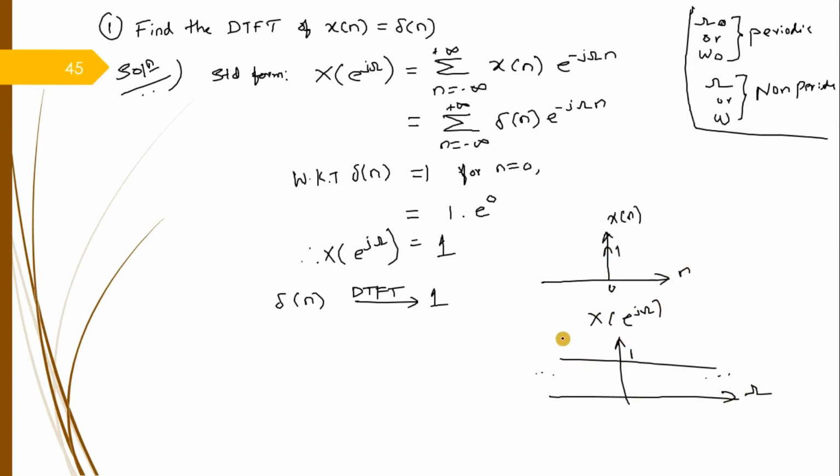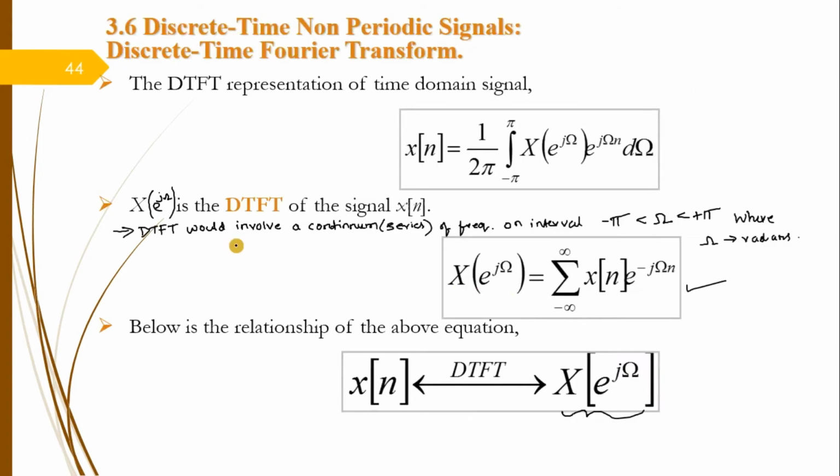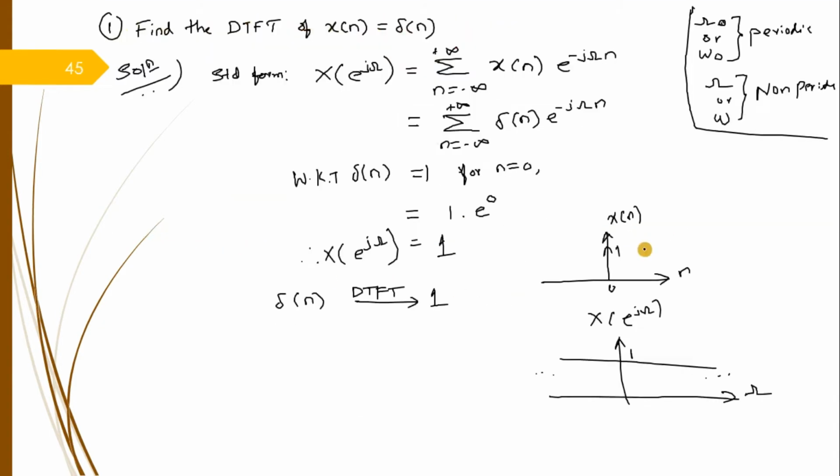But we studied in the previous slide that the DTFT involves a continuum of frequency on the interval minus pi to plus pi. If you just write minus pi to plus pi, that's sufficient, because thereafter it goes on continuing, the same thing. After minus pi to plus pi, it will be periodic in nature.